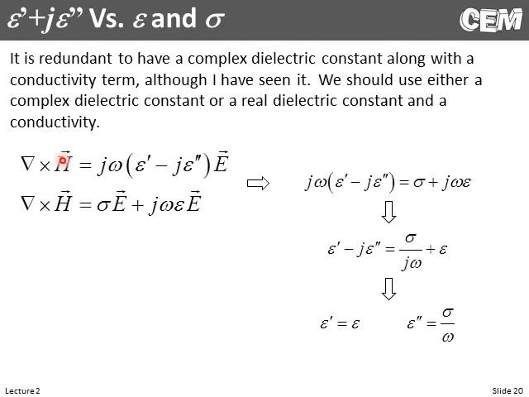So we can write this Maxwell's curl equation this way, where del cross H equals j omega epsilon times E, but I'm putting in the complex dielectric constant. Or we can write del cross H equals, this was J, the current, but it's also conductivity times E plus j omega epsilon E. And so if I equate these sides, I can actually derive some equations to convert from one system to the other.